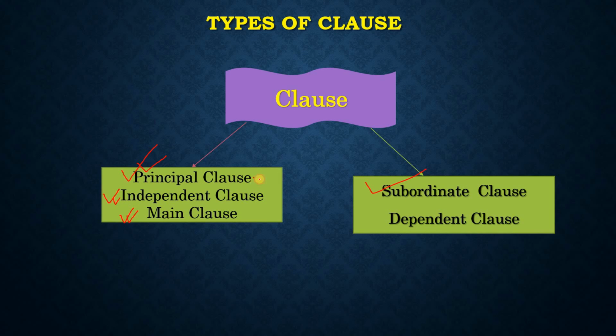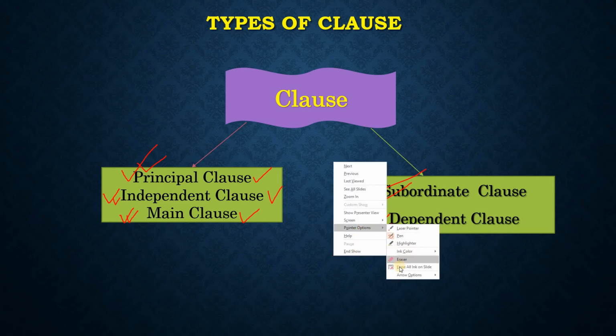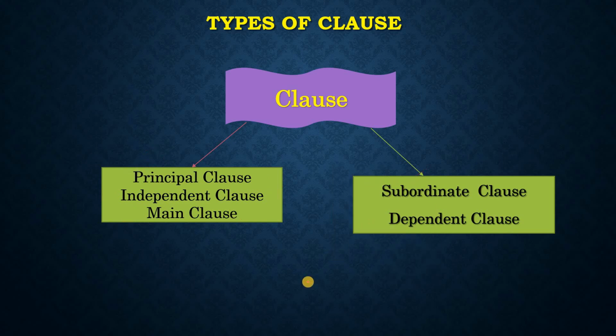You can say principal clause, you can say independent clause, you can say main clause. You can say subordinate clause, you can say dependent clause. Dear students, now I shall give you some examples. Try to understand what I say.